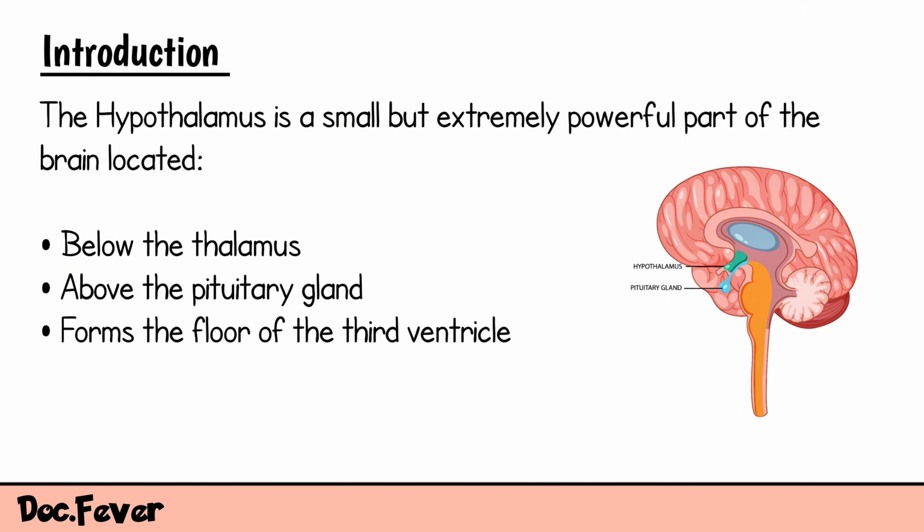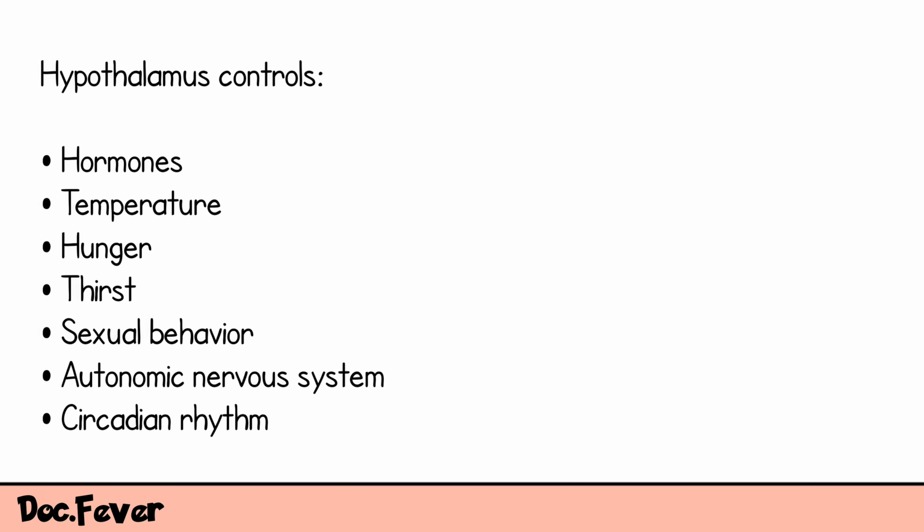The hypothalamus is a small but extremely powerful part of the brain. It is located below the thalamus, above the pituitary gland, and forms the floor of the third ventricle. It is small, but it controls hormones, temperature, hunger, thirst, sexual behavior, autonomic nervous system, and circadian rhythm. Basically, it is the link between the nervous system and the endocrine system. So today we will discuss hypothalamic nuclei.